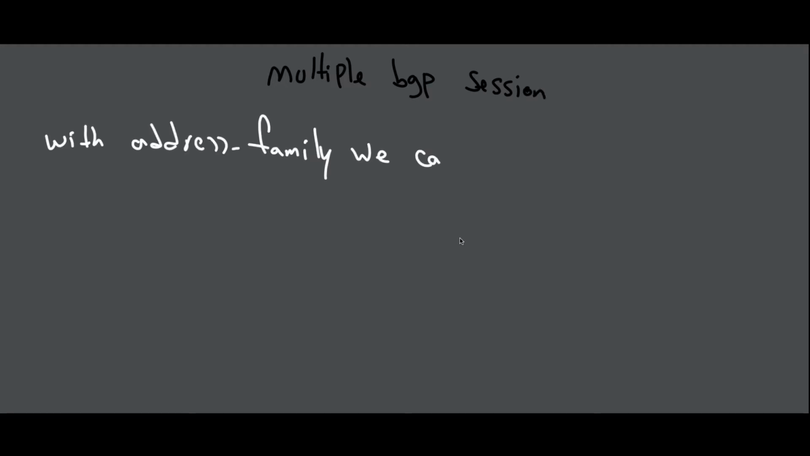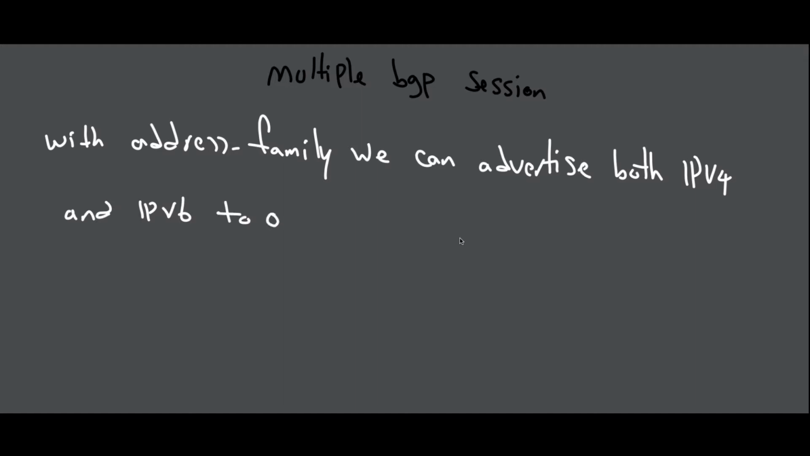In this video, I want to talk about multiple BGP sessions. With address family, we can advertise IPv4 and IPv6 to our BGP peer. And also I want to show you how we can use one BGP session to carry both IPv4 and IPv6. So let's jump to the map.